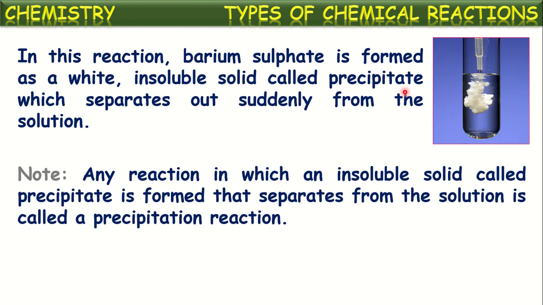Okay, so here we have to understand one point. Any reaction in which an insoluble solid substance called precipitate is formed that separates from the solution is called a precipitation reaction. So here we can say the barium chloride and sodium sulfate reaction is a double displacement reaction, and in this barium sulfate is formed as a precipitate, and hence we can say this reaction is also a precipitation reaction, because a white precipitate of barium sulfate is formed in this reaction. Okay, this double displacement reaction here is a precipitation reaction. Okay, these are the different types of chemical reactions.